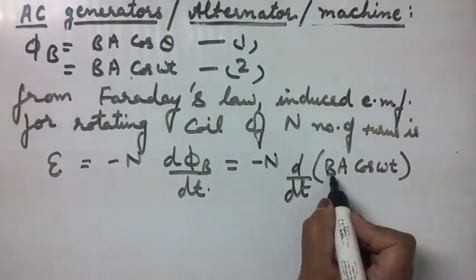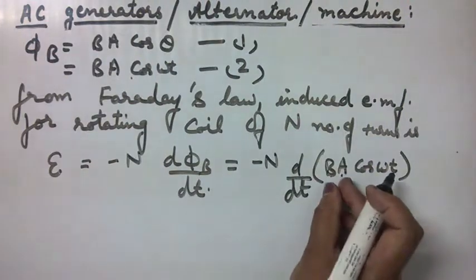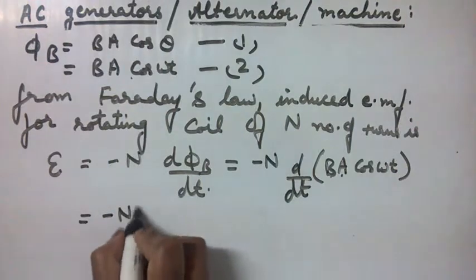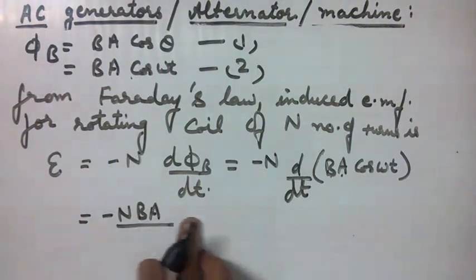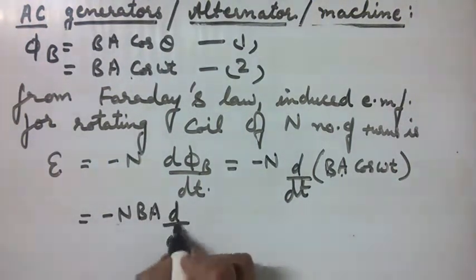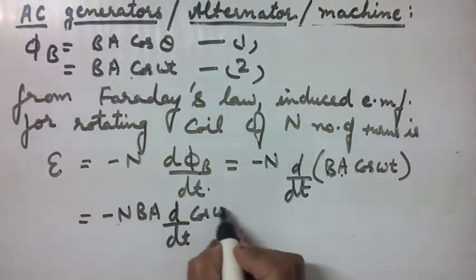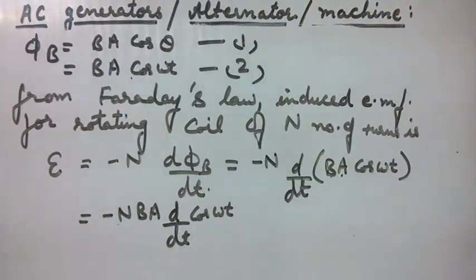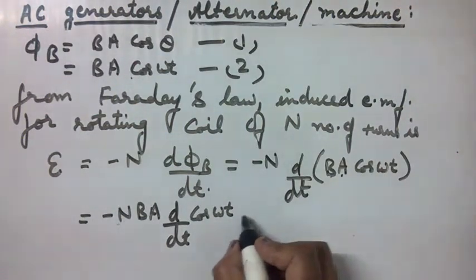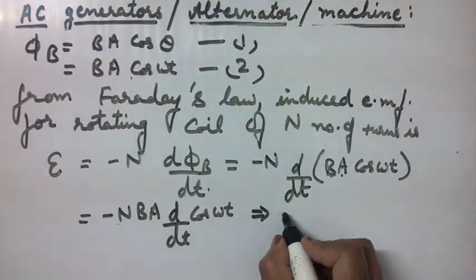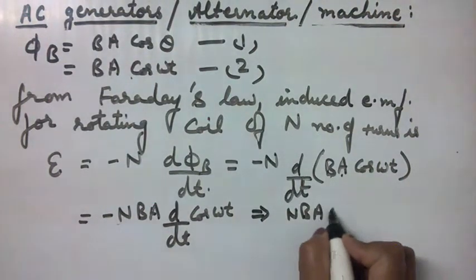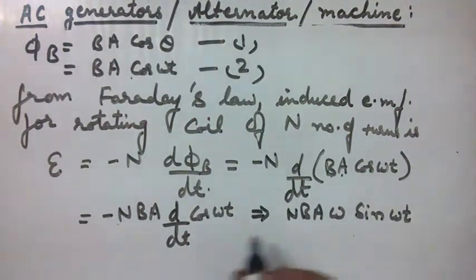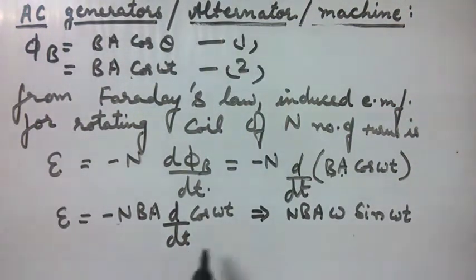Now here we can see magnetic field and area both are constant, so take it out, and on differentiating cos omega t with respect to t, we get minus sine omega t into omega, that is, NBA omega sine omega t is the EMF.